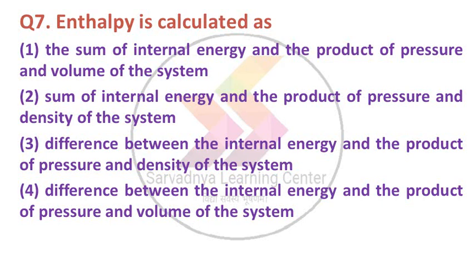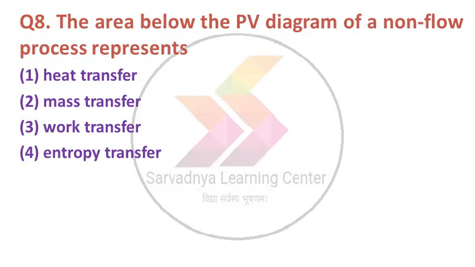Enthalpy is calculated as: option 1, the sum of the internal energy and the product of pressure and volume of the system; second, sum of the internal energy and the product of pressure and density of the system; third, the difference between the internal energy and the product of the pressure and density of the system; option 4, difference between the internal energy and the product of the pressure and volume of the system. The correct answer is option number 1, the sum of the internal energy and the product of the pressure and volume of the system. Next question.